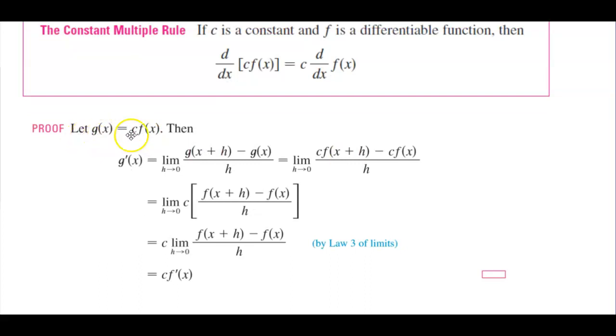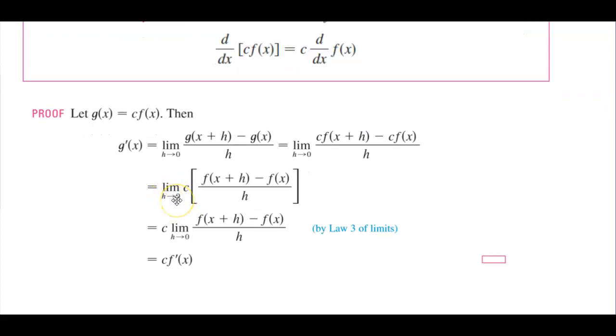If we let g of x equal the constant times f of x, then g prime of x is going to equal the limit as h approaches 0 of g of x plus h minus g of x over h. Now, if we take that constant and multiply it by those functions, it's going to equal the limit as h approaches 0 of c times f of x plus h minus c times f of x divided by h. And so the value of c we can factor out. So therefore we have the limit as h approaches 0 of c times f of x plus h minus f of x divided by h.